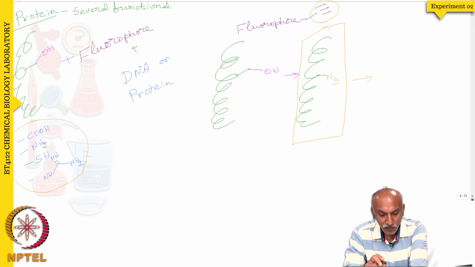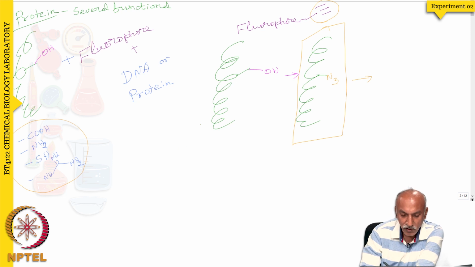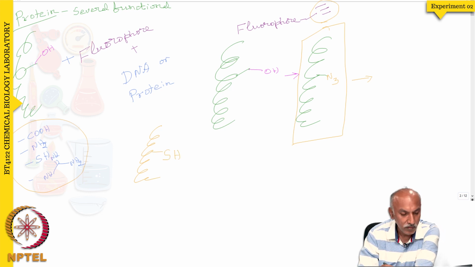In the first introductory class I also talked about the addition of thiol to maleimide, or the addition of thiol to alpha beta unsaturated compounds like chalcones. So, in this case, for example, the protein has an SH.